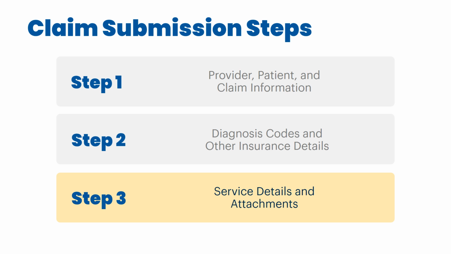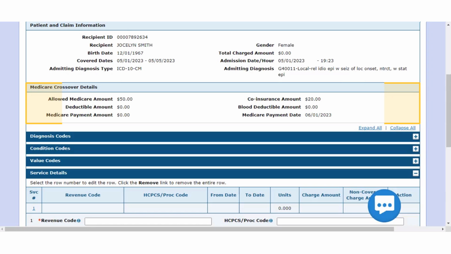There is no information for an institutional crossover claim that differs from a basic institutional submission for Step 3. However, it is worth noting, when Step 3 appears, the Medicare crossover details entered in Step 1 are once again displayed at the top of the page.